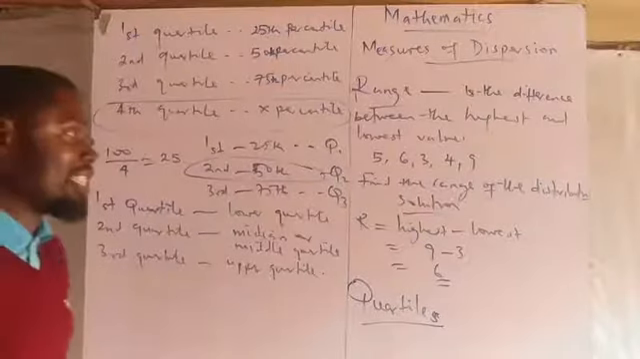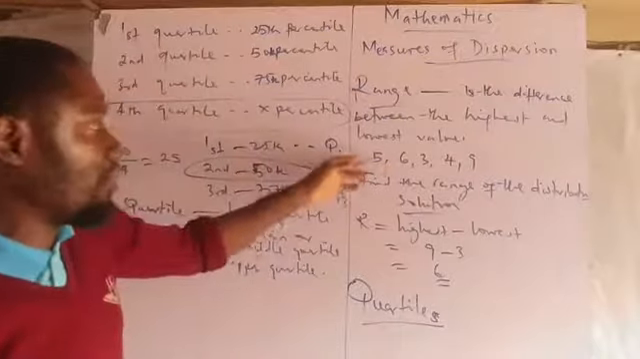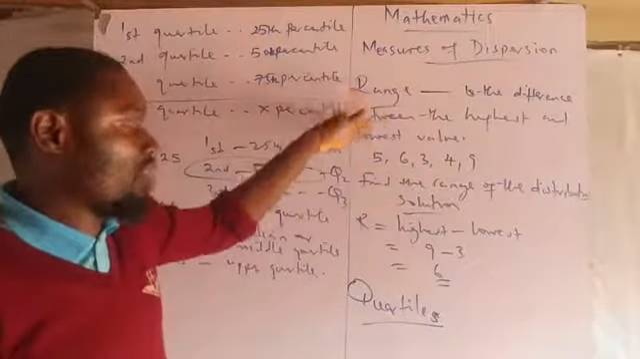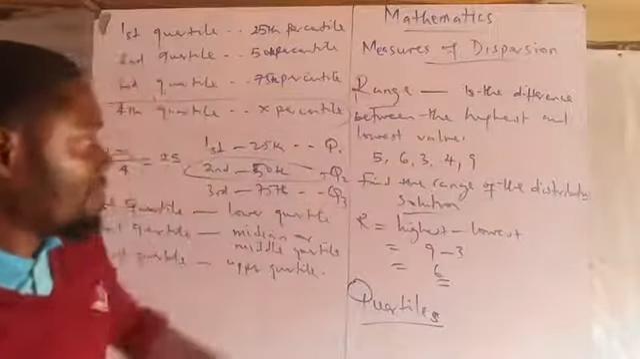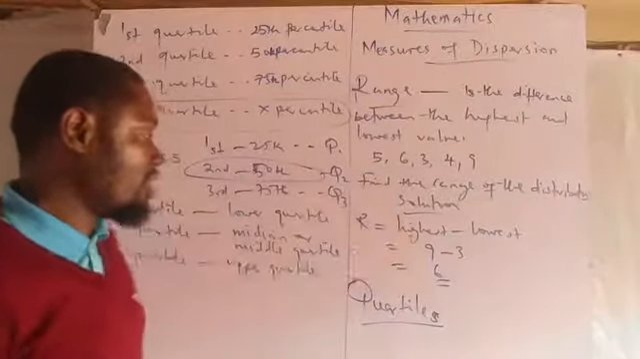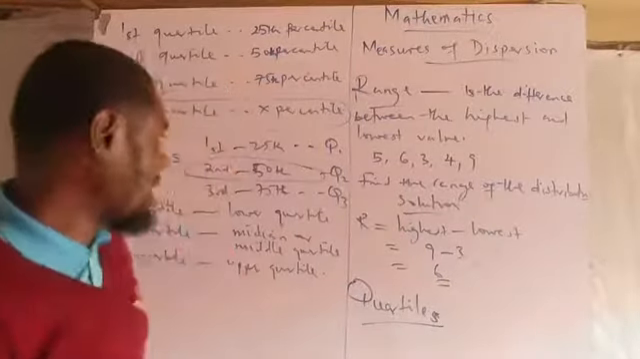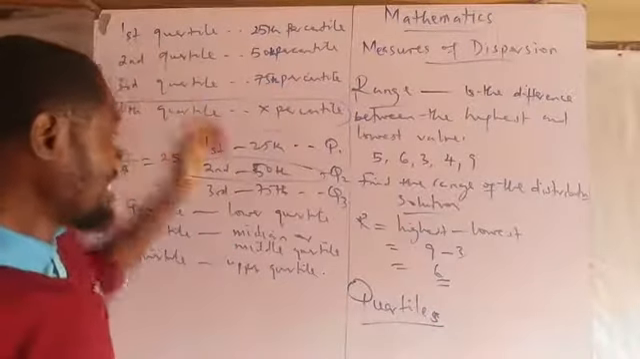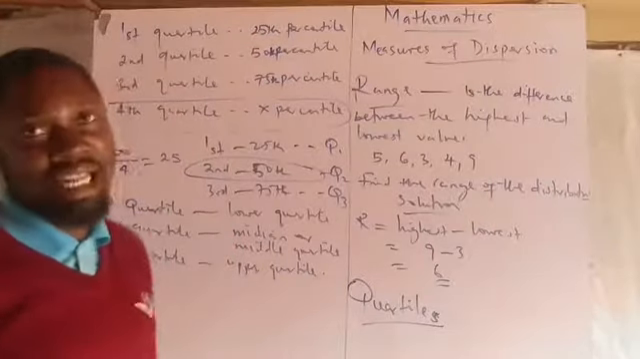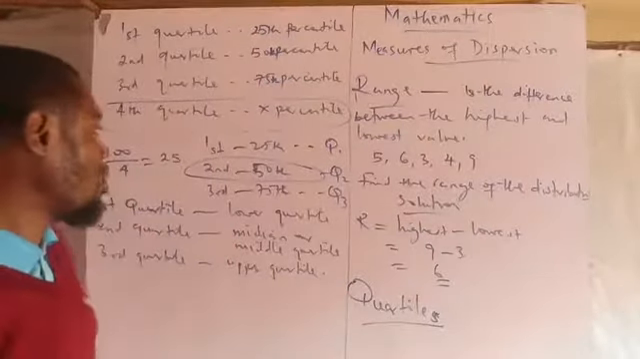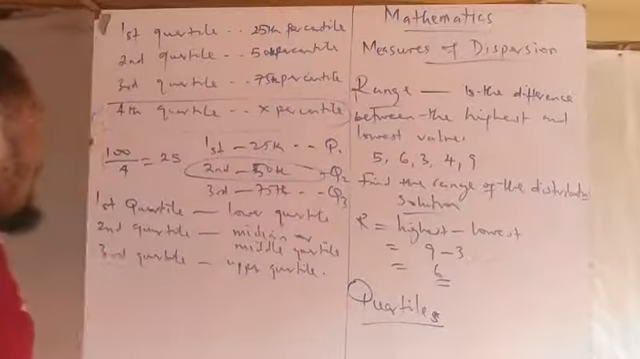Remember, I said that your range is simply the difference between the highest and the lowest value. For example, we have 5, 6, 3, 4, 9. If you ask what is the range, simply do 9 take away 3, and that will give us 6. I said quartile has to do with dividing a given distribution of frequency into 4 parts, and we've treated that. In our next class, I will briefly talk about the interquartile range, and we'll get to understand it better.